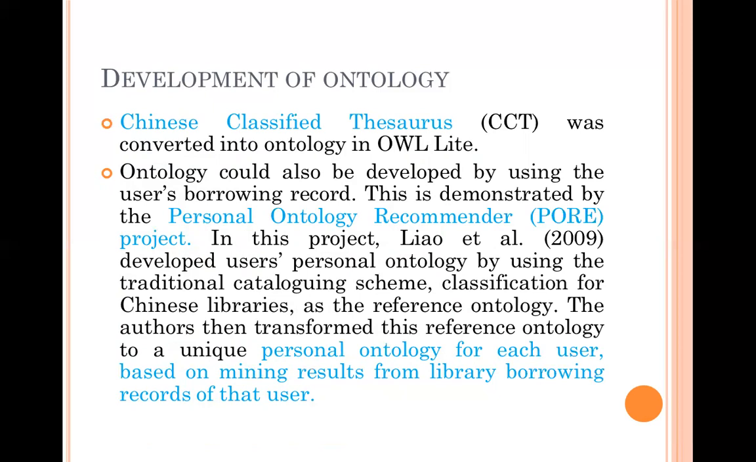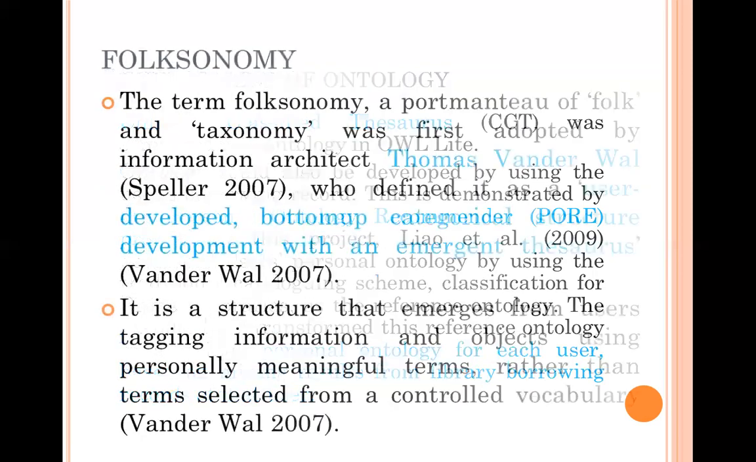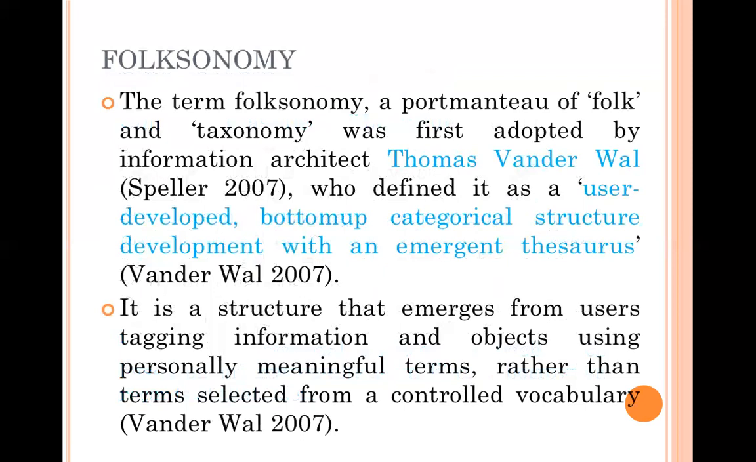See, if you take a library user called K. Ramasamy, we just see in the last 5 years what kind of borrowing history he has got, what kind of books he has borrowed, what kind of things he comes and searches for in the library. Based on that, they developed a personal ontology for each and every library user. Fine. Okay. Then comes FOLKSONOMY.